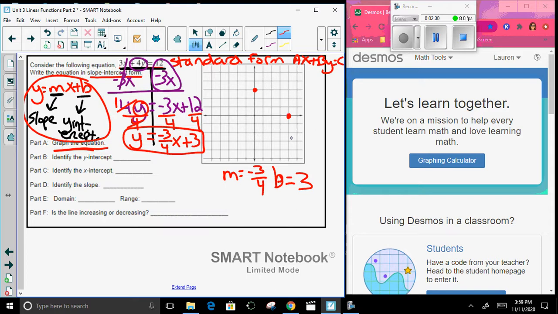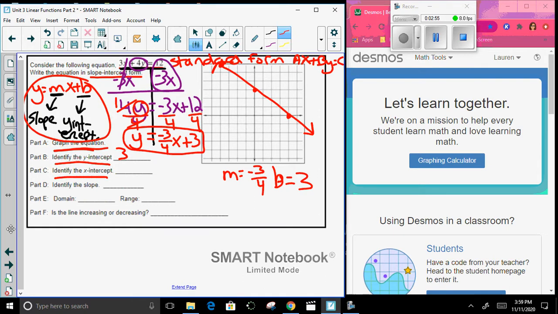And it doesn't look like I can do it again because I'd be off the graph. Can I go backwards? Up 3, left 4. I could add one more right there. So I was able to make 3 dots. Go ahead and extend your line, put arrows at the end. All right, identify the y-intercept. We just did that, and the y-intercept is 3.